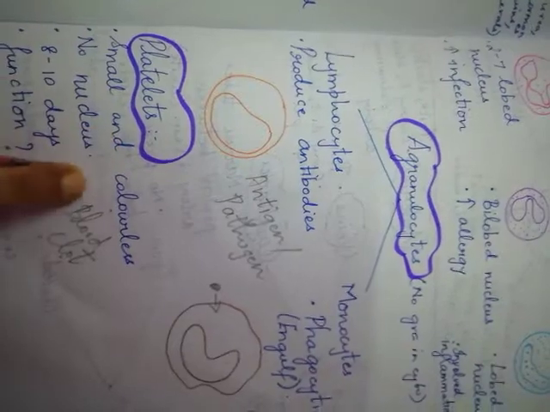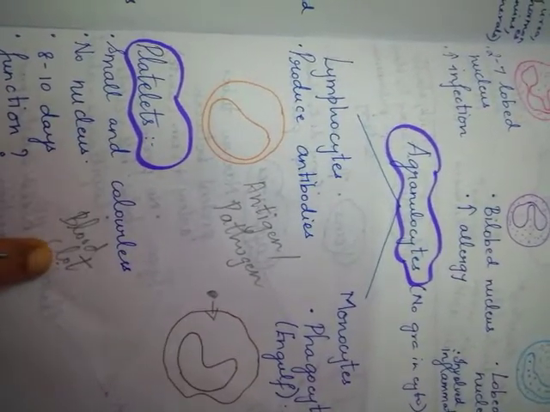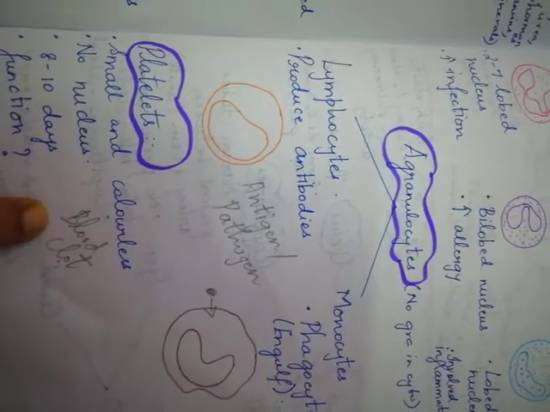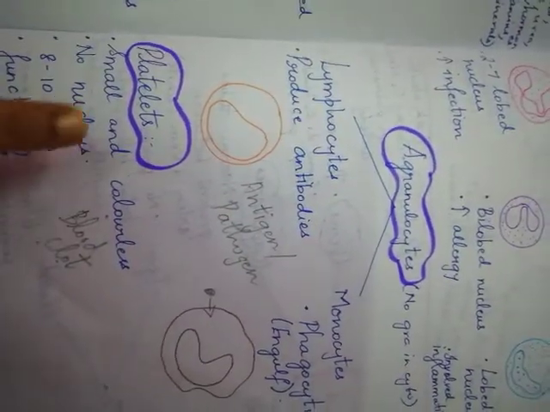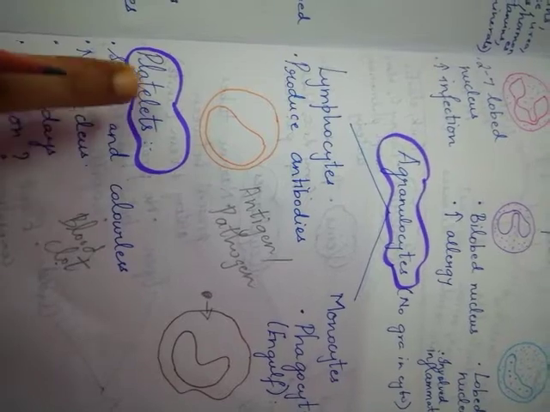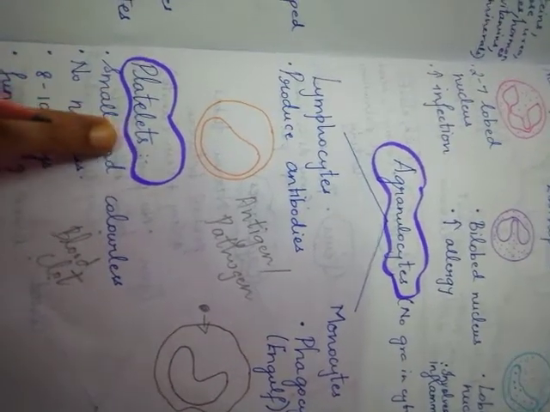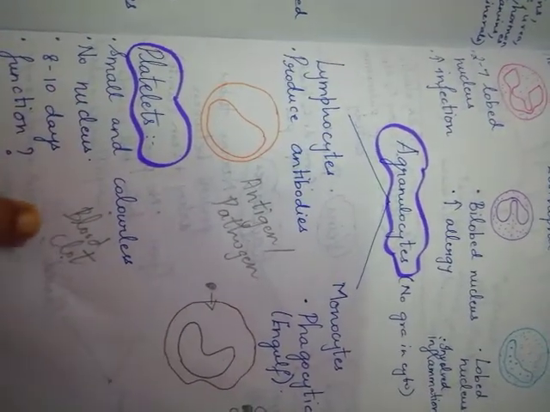Platelets go and form the blood clot in the injured area, and that's why bleeding stops, because of the formation of the blood clot. That is why they are also called thrombocytes. So platelets or thrombocytes play a major role in blood clotting.